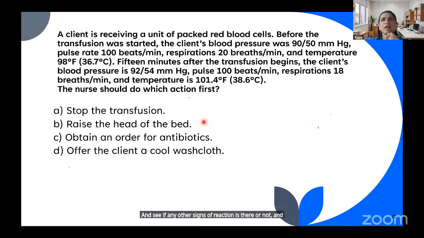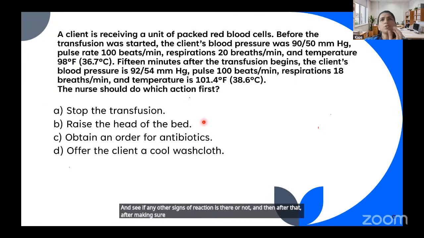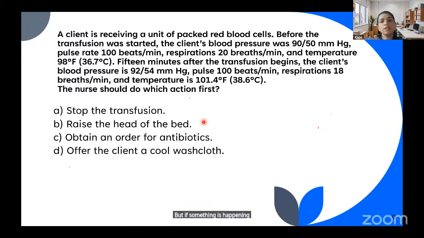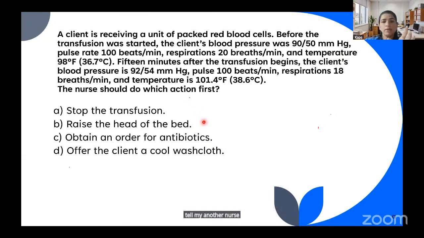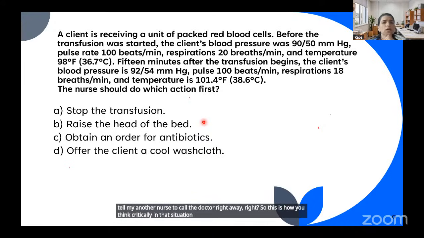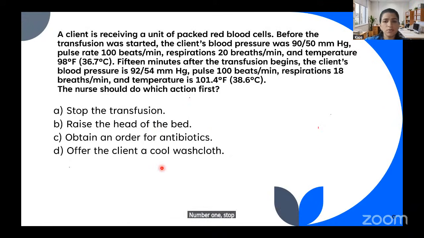And then after making sure the patient is okay and nothing is happening, I will call the physician. But if something is happening a lot right now, I would stay with the patient, never leave the room, and tell another nurse to call the doctor right away, right? So this is how you think critically in that situation. So the answer for this question is number one, stop the transfusion, right?